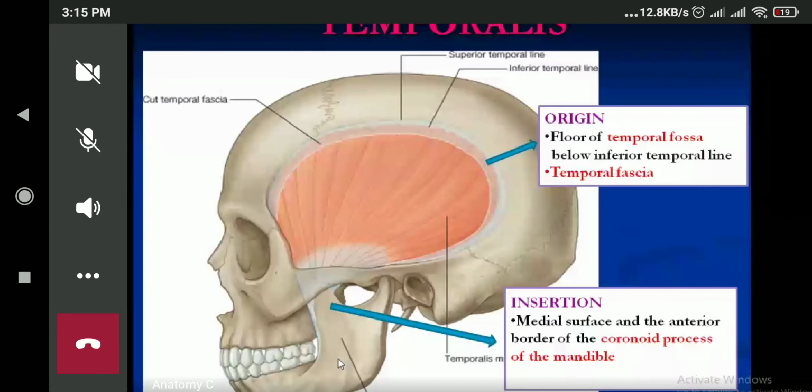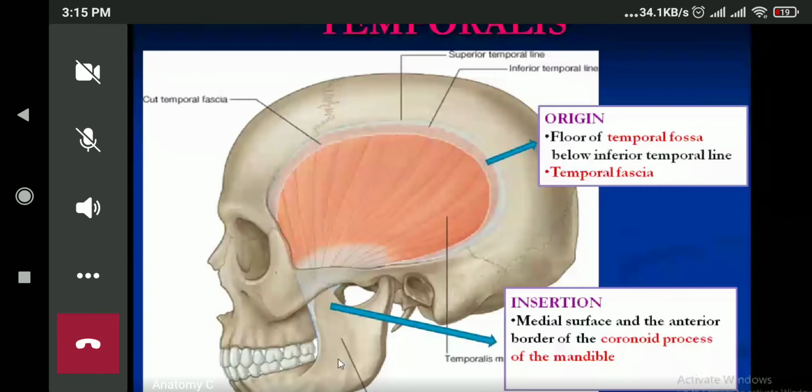Elevation, okay. That will cause elevation because it is pulling the coronoid process upward, causing closing of the mouth. Now will it cause retraction or protraction of the mandible? Retraction or protraction?